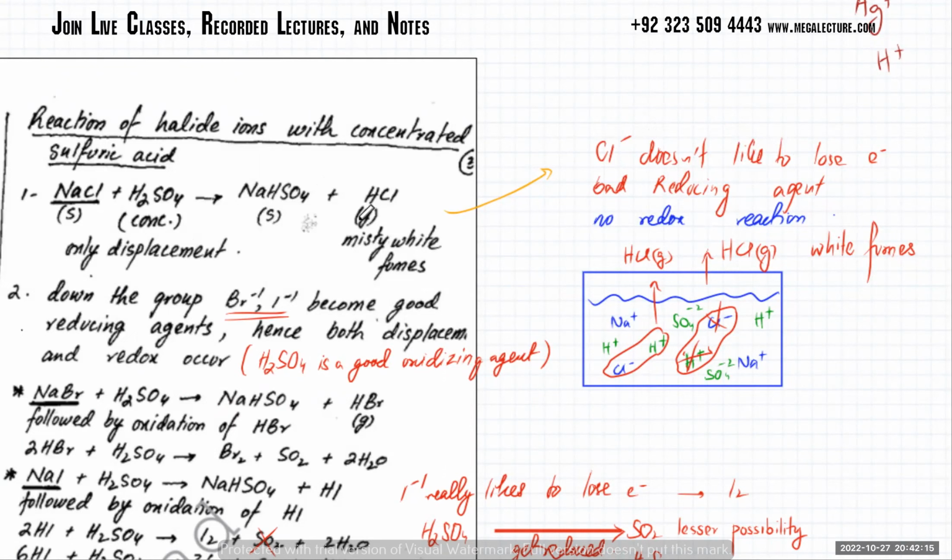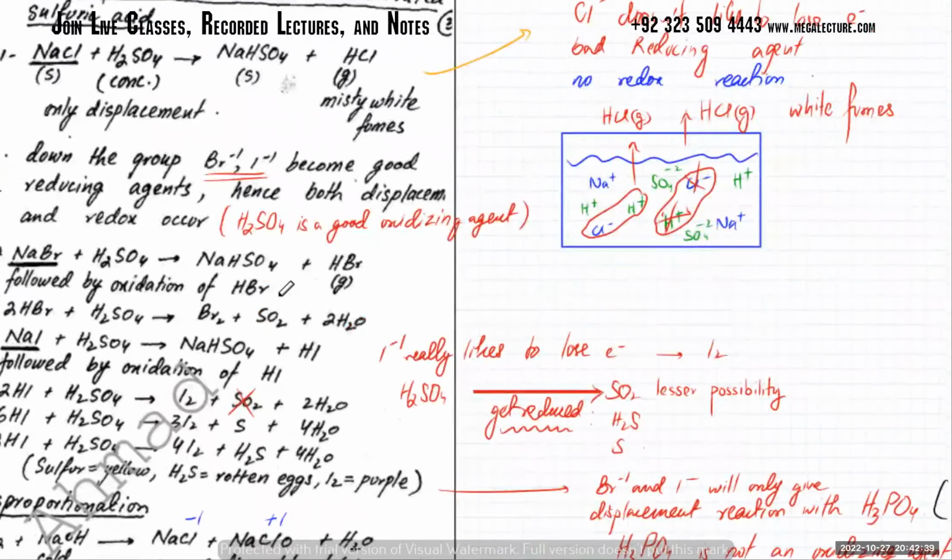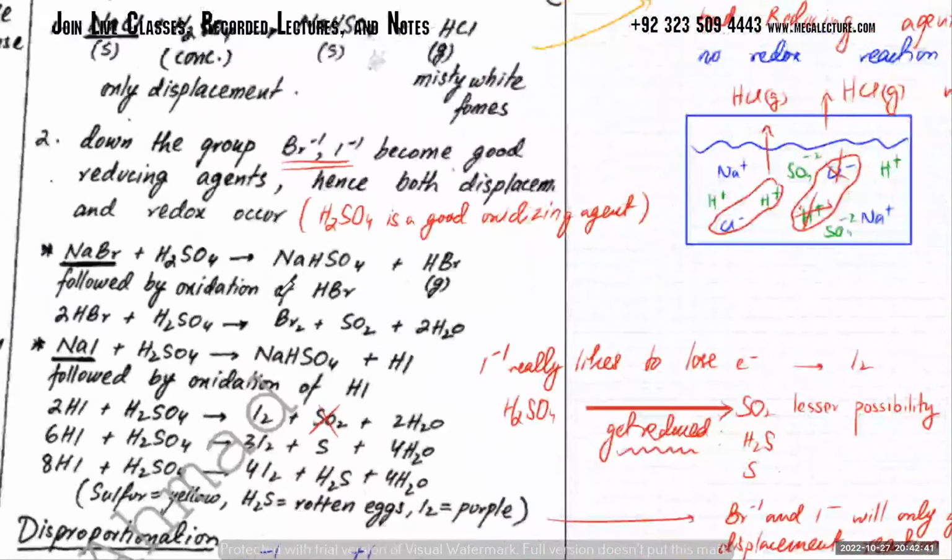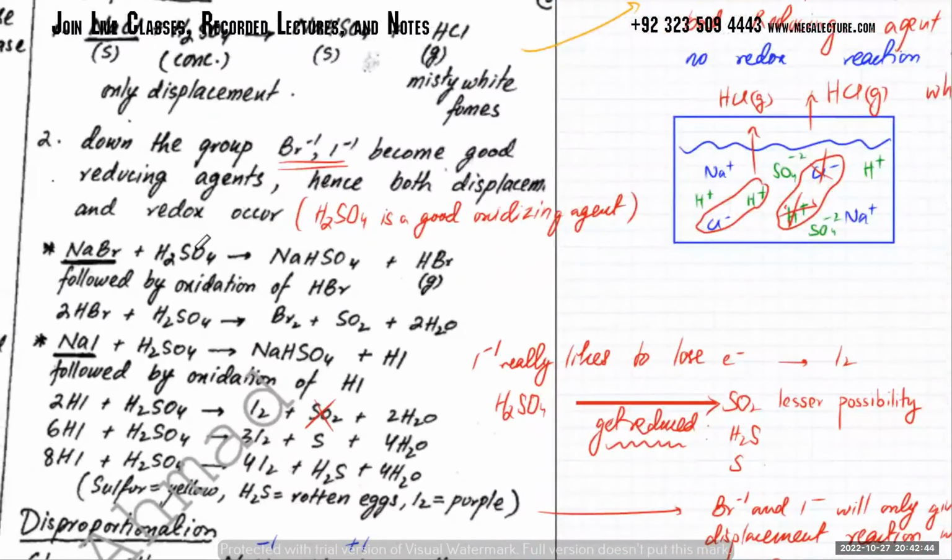Now, down the group, when you do the same reaction for Br-1 and I-1, they become very good reducing agents. I just told you that bigger atoms really like to lose electrons. So in this case, you start getting a redox reaction. When you react NaBr with H2SO4, you do get a displacement reaction. You get HBr in the same way, right? But eventually, Br-1 is a bigger atom. It likes to lose electrons.